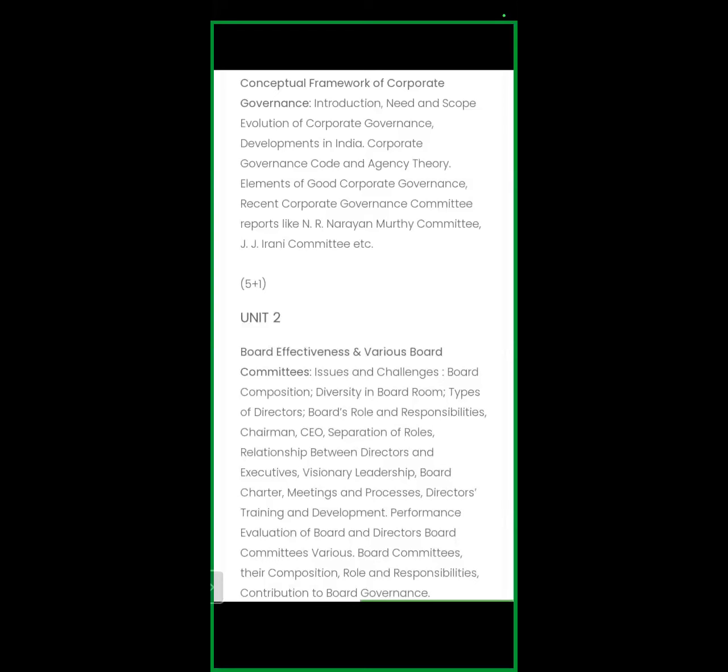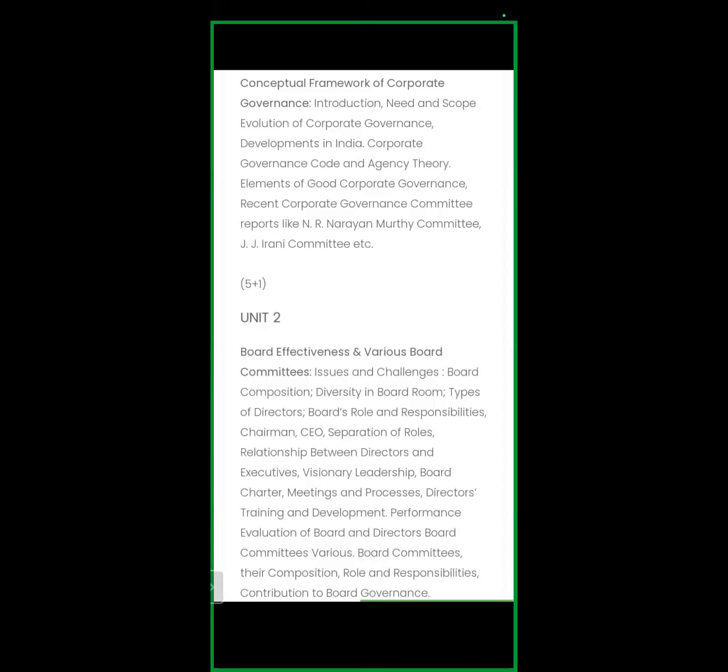So today we will be starting with the online sessions of third semester, and the subject or the course which I'll be dealing with is corporate governance. Today being the first session, we will first understand what is expected by the university that an MBA graduate should be aware of in terms of corporate governance.